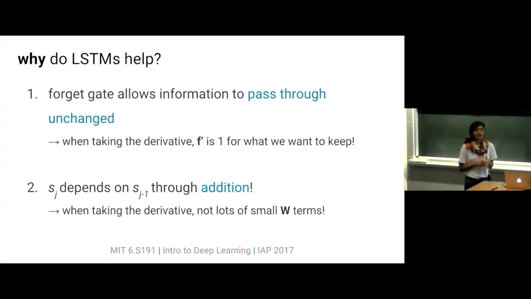LSTMs solve the vanishing gradient problem and are able to better model long-term dependencies because the forget gate allows you to forget certain information but also remember certain information and let it pass through unchanged without multiplying it by that activation function that shrinks it. In addition, that update step, the middle step, happens by addition, not by multiplication. So that prevents that really long chain rule product from happening.